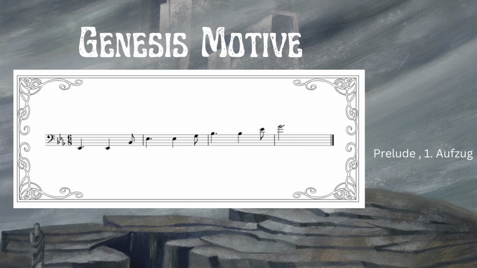8 double basses, a bassoon and later the horns begin with a primal sound-like motif called the Genesis motif. It is the world in its original state, the creation out of nothing.